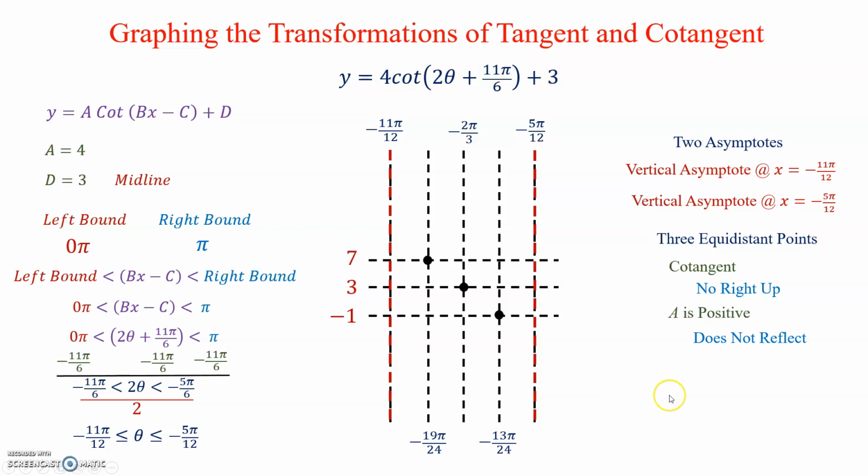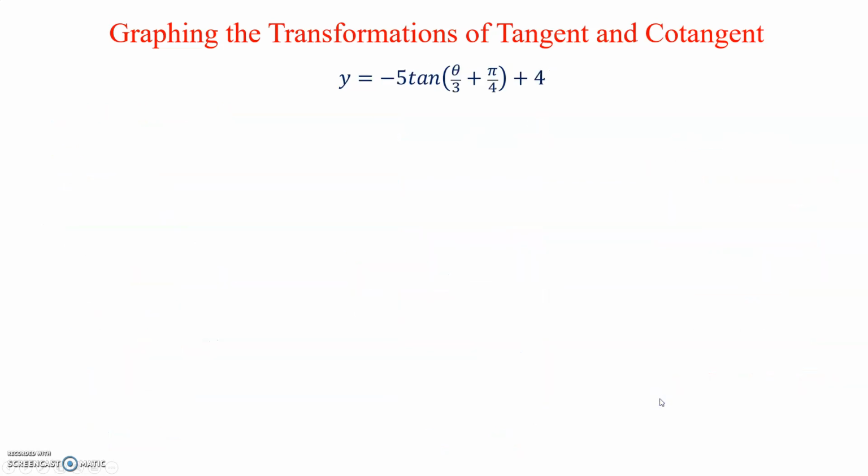Now that I got the points, we can follow with the coordinates. This first point connects the negative 19 pi over 24 with the 7. Next point connects the negative 2 pi over 3 with the 3, and the last point, negative 13 pi over 24 with the negative 1. So let's go ahead and draw it. There's our graph. All right, 2 more examples.